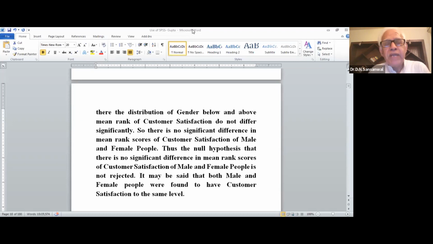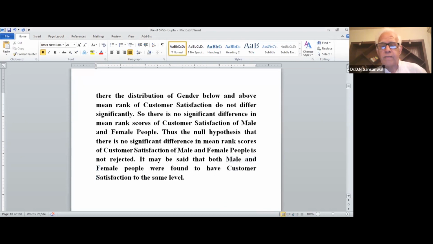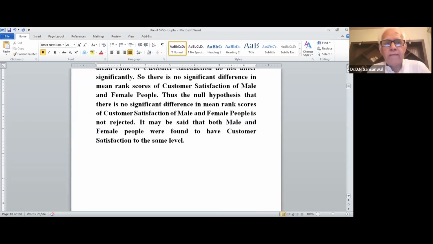My dear friend, median is used in order to categorize the customer satisfaction data into two parts. Okay? So therefore, you have the ranks, because the data are on the ordinal scale, so it is the mean rank. Now here, this is one which I have written.